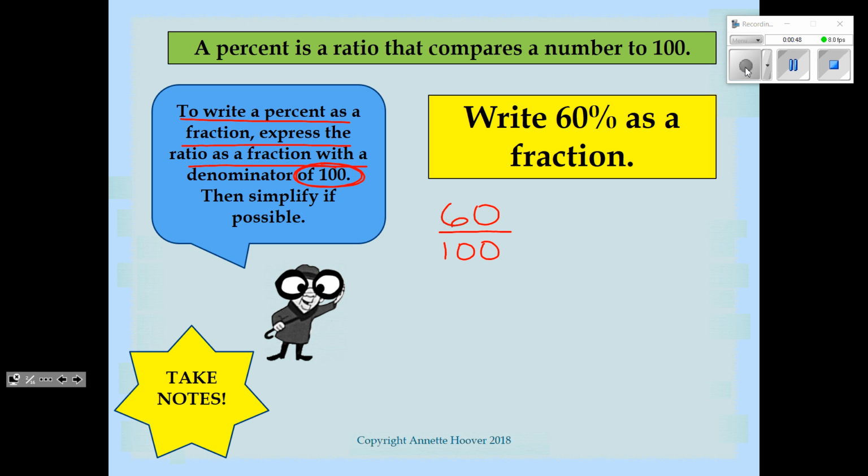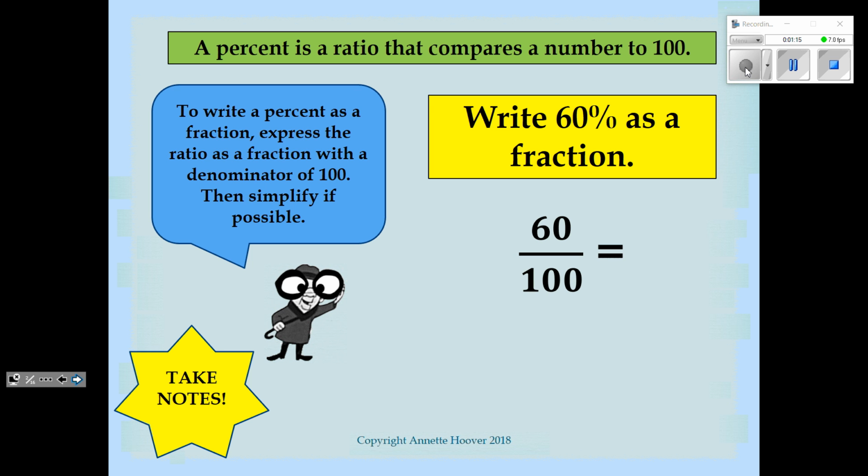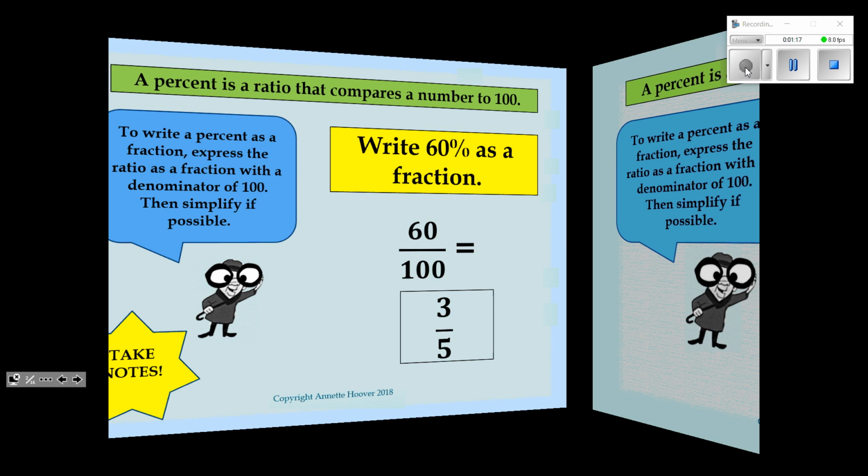Now, as a fraction, we want it in simplest form. So now we're going to simplify it. Both of these numbers are divisible by 20. And if we divide both of them by 20, we would get 3/5. So a percent is always written over 100, and then you simplify. Okay, so let's look at this. There it is again. There's your 60 over 100, which is 3/5.